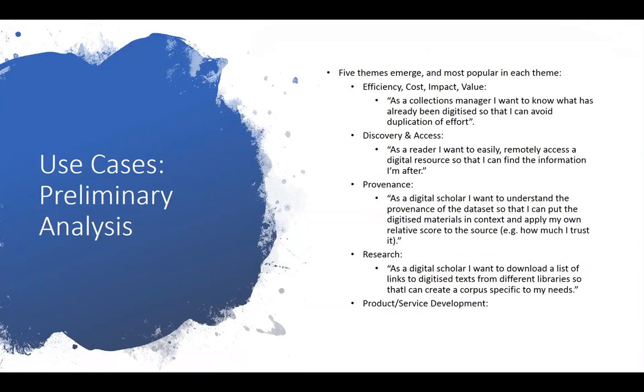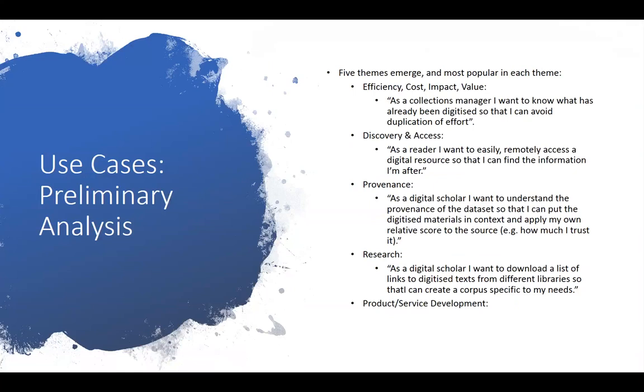The first was efficiency, cost, impact, and value. The most common case study for this was, as a collections manager, I want to know what's already been digitized so that I can avoid duplication of effort. The second one was discovery and access. As a reader, I want to easily remotely access a digital resource so that I can find the information I'm after. The third one was provenance.